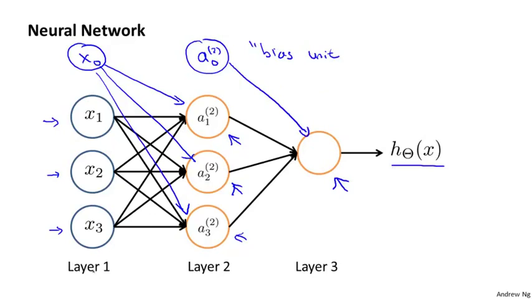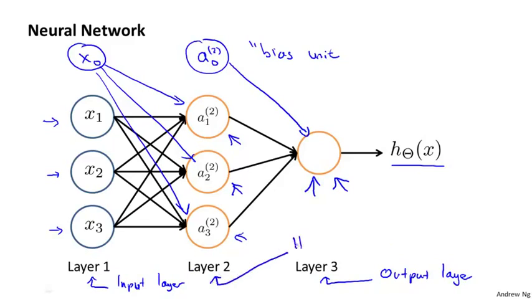To introduce a bit more terminology, in a neural network, the first layer is also called the input layer, because this is where we input our features, x1, x2, x3. The final layer is also called the output layer, because that layer has the neuron, this one over here, that outputs the final value computed by the hypothesis. And then layer 2 in between is called the hidden layer.